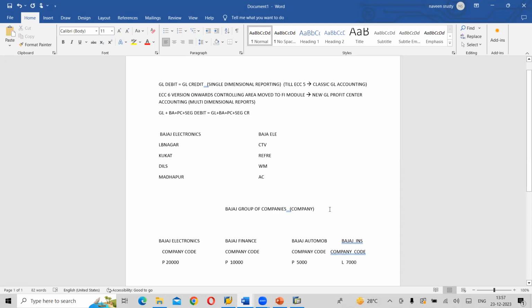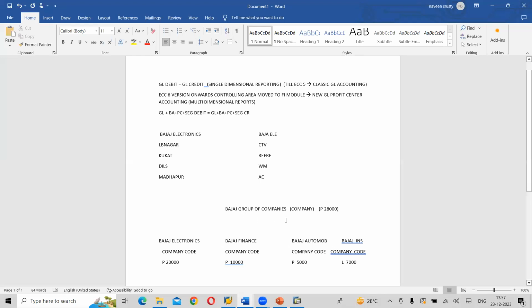Now tell me, is the Bajaj Group of companies running in profit or loss? Profit only, right? The Bajaj Group of companies is running in profit. So we can merge or add, right? 20 plus 10, 30, plus 5, 35, minus 7, 28,000. 28,000, correct? Yeah, 28,000. What is it? Profit. Everyone accepts.